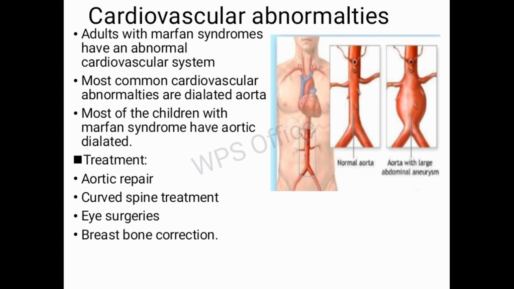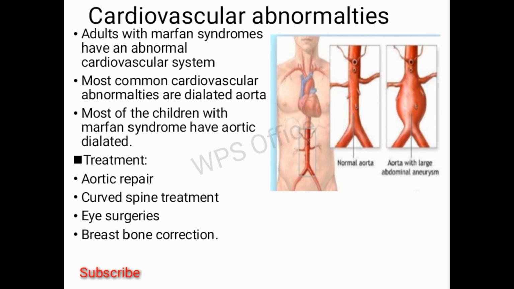Now, cardiovascular abnormalities are very severe abnormalities that occur in Marfan syndrome. In cardiovascular abnormalities, adults with Marfan syndrome have an abnormal cardiovascular system. This is because the person suffers from a dilated aorta. Most children with Marfan syndrome have a dilated aorta.